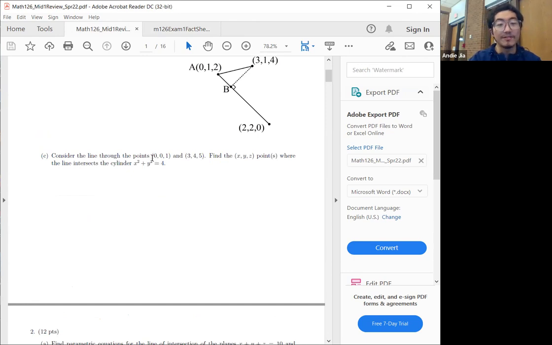Consider the line through the points (0, 0, 1) and (3, 4, 5), and find the point where it intersects the cylinder x squared plus y squared equals 4. From this equation, we recall the circle, where x squared plus y squared equals r squared. We also recall the Pythagorean identity: cosine squared plus sine squared is 1. So we can set x equal to 2 cosine of t and y equal to 2 sine of t. Use the parametrization.